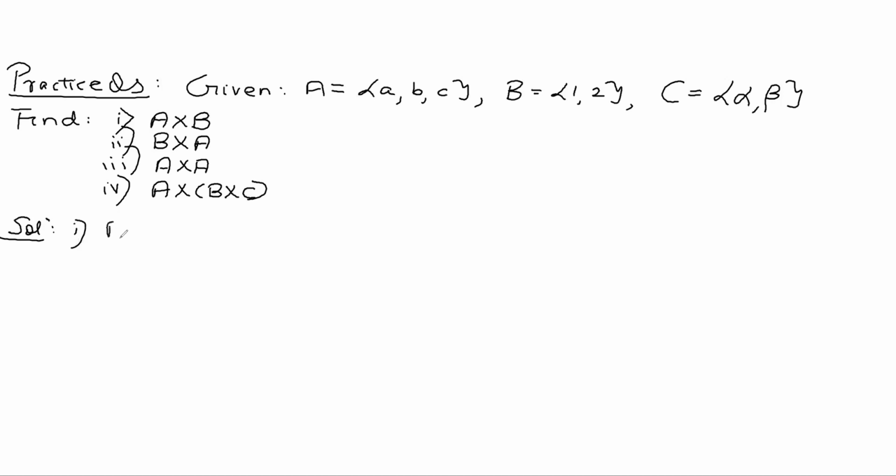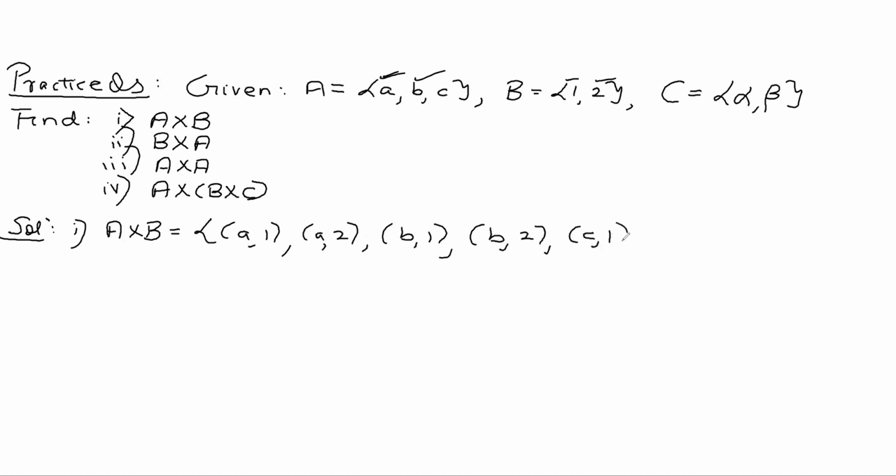So the Cartesian product of A with B will be, let's start from A: (a,1), (a,2), (b,1), (b,2), (c,1), (c,2). So the Cartesian product of A cross B is (a,1), (a,2), (b,1), (b,2), (c,1), (c,2).